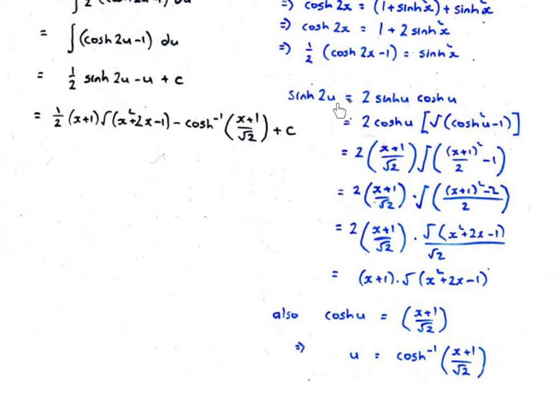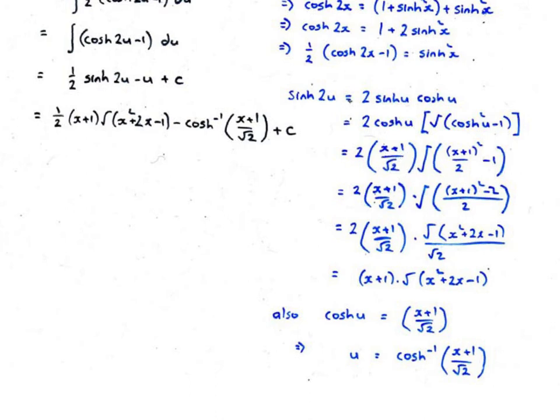But if you remember our trig identities and our hyperbolic trig identities, sine 2u is just 2 sine u cos u. And that's 2 cos u times, well, what's sine u? Well, sine u is the root of 1 minus cos squared u. So this is the same type of thing that we've done previously. How do we change sine u to cos u? Just using the double angle formula. Once we've done that, cos u, we've seen before, is x plus 1 over root 2.